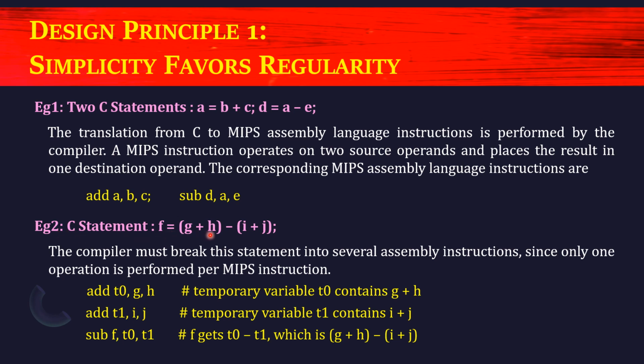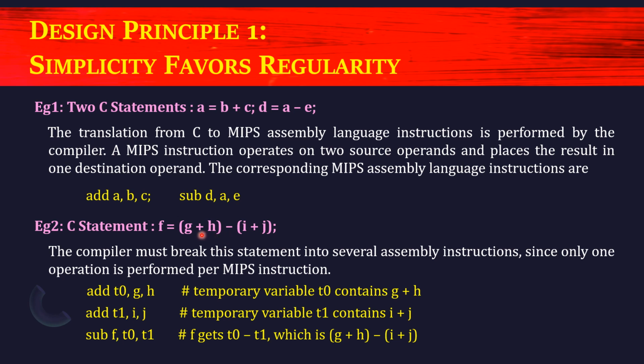F is equal to G plus H minus I plus J. We know that for MIPS, using one instruction, we can perform only one operation. So here we have three operations: 2 addition operations and 1 subtraction operation. So this C statement is translated into 3 assembly instructions by the compiler. The first instruction is to add G and H. The second instruction is to add I and J, then to perform this subtraction.